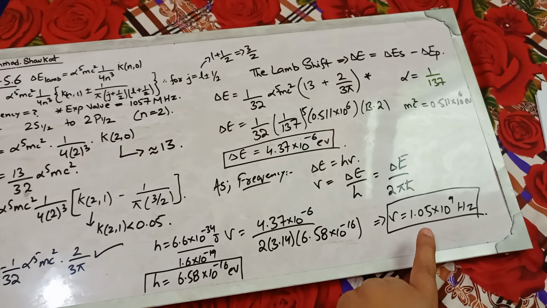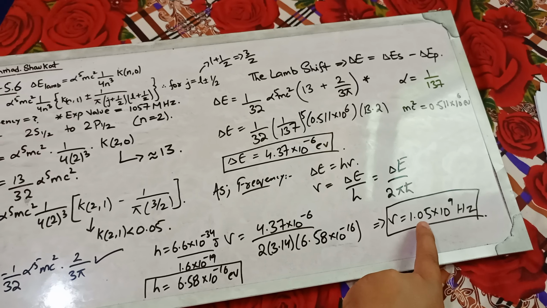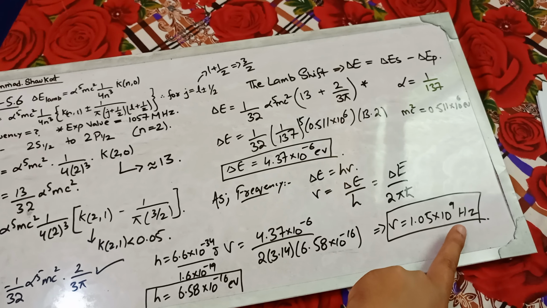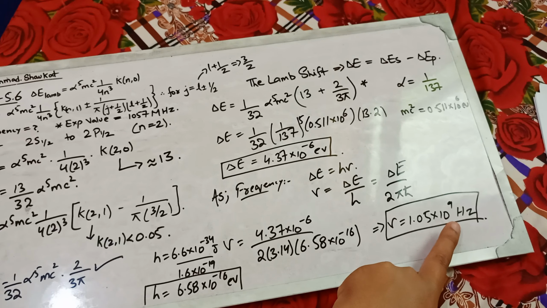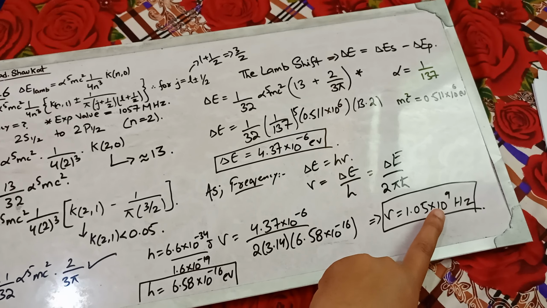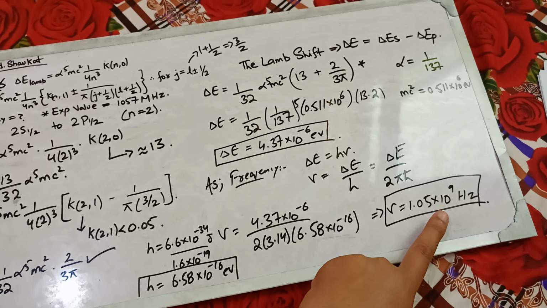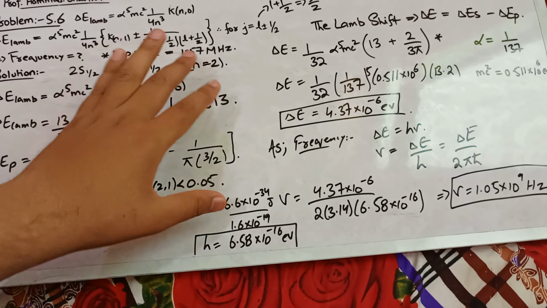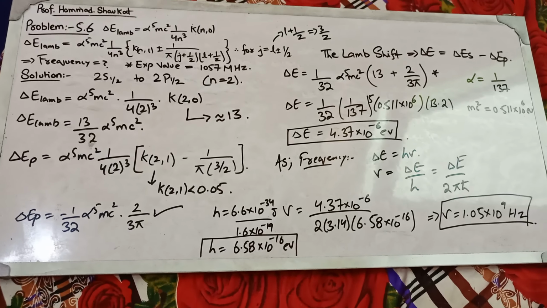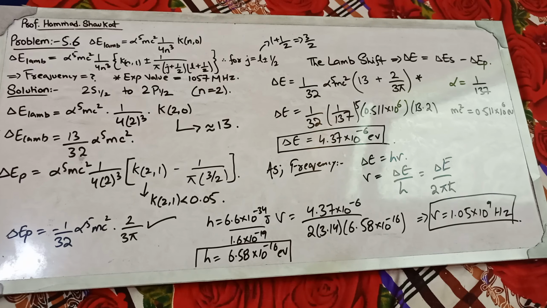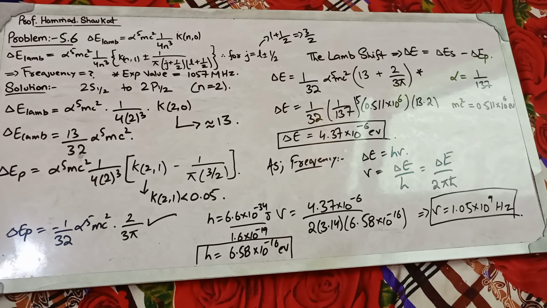You can see that if this point moves 3 places, 10 raised to power 9 becomes 10 raised to power 6, which means mega, so it is 1050 MHz. Again here is some 7, so this is the same frequency as the experimental value. So this is how you can solve problem 5.6 of the book Griffiths.